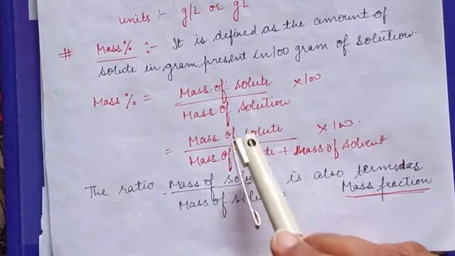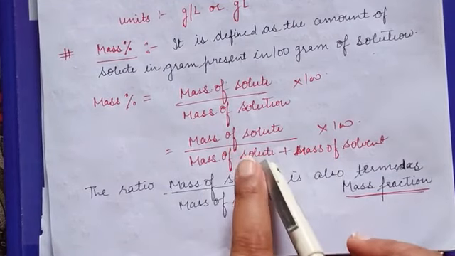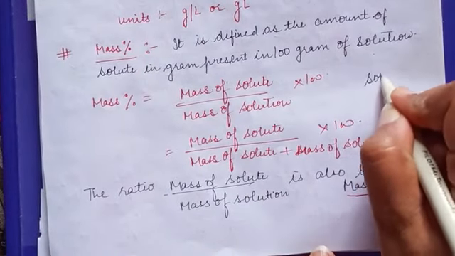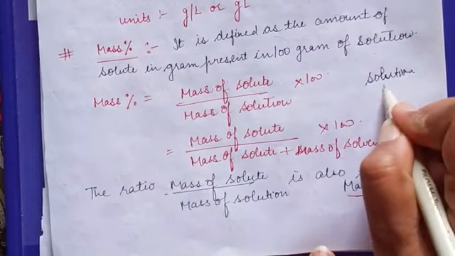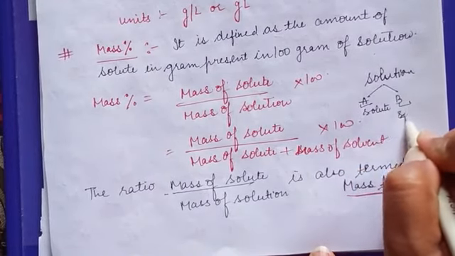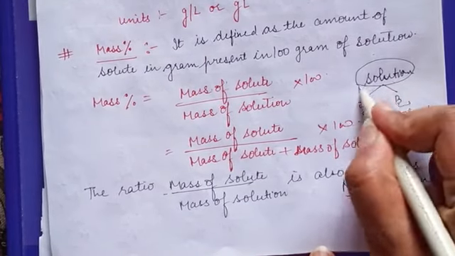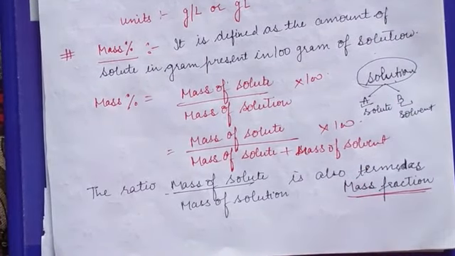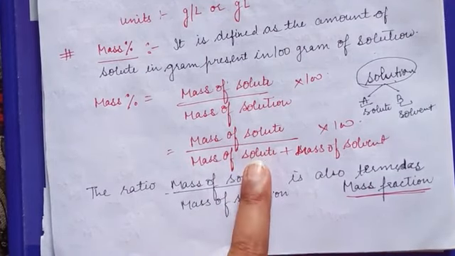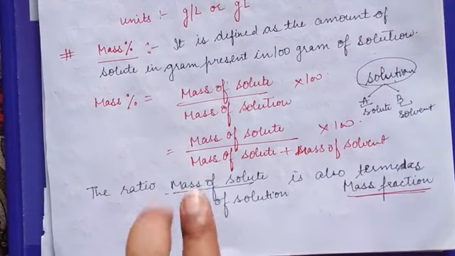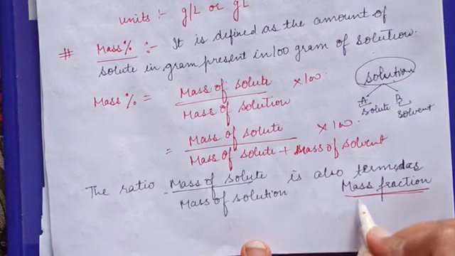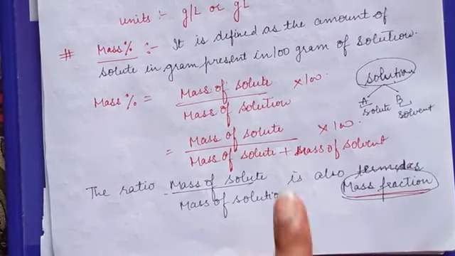Now mass of solution is solute plus solvent. As you know, a solution is always a binary thing, made up of two components A and B. One must be solute and the other will be solvent. A solution is always made of two components, one is solute and the other is solvent. So mass of solution is mass of solute plus mass of solvent, and the ratio of mass of solute to mass of solution is called mass fraction.